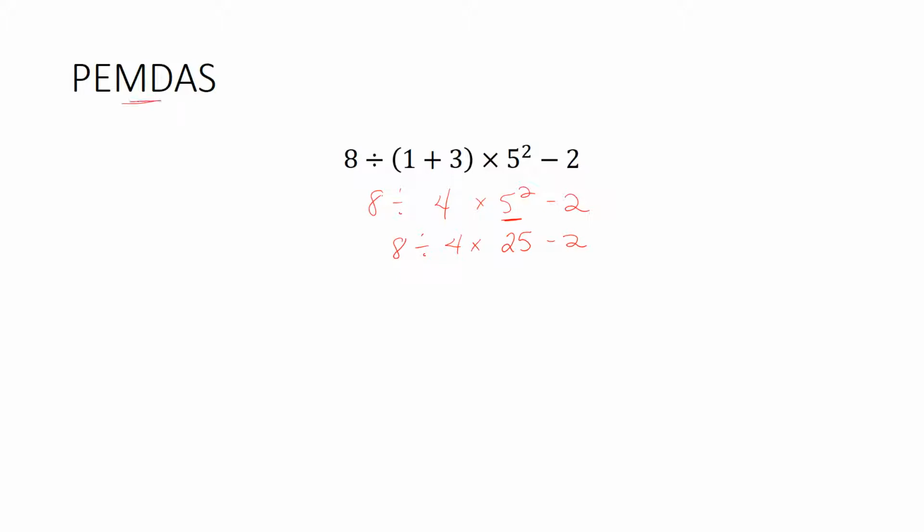Now I'm at multiply and divide. I have a multiply and a divide, but I need to go from left to right, so I'm going to start right here. 8 divided by 4 is 2. It's going to take you a lot of lines, but we're going to rewrite each step of the line just to make sure we don't miss anything. Next, I'm going to multiply because that comes before subtracting. 2 times 25 is 50. 50 minus 2 is 48.